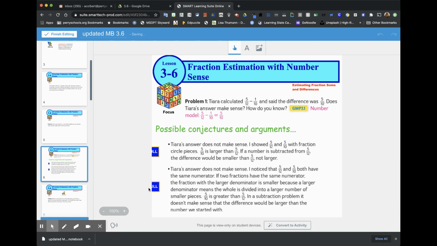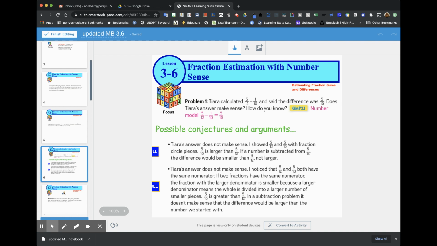And then Tiara's answer doesn't make sense. You could have said that you notice 5/12 and 5/10 both have the same numerator. And I know I talked about this in person last week. I can't remember if I talked about this in the video, but if two fractions have the same numerator, the fraction with the larger denominator is smaller because its larger denominator means the whole is divided into a larger number of smaller pieces. So 5/10 is greater than 5/12.